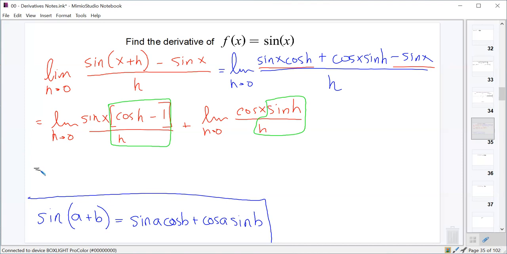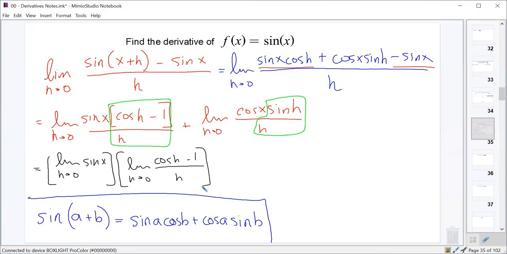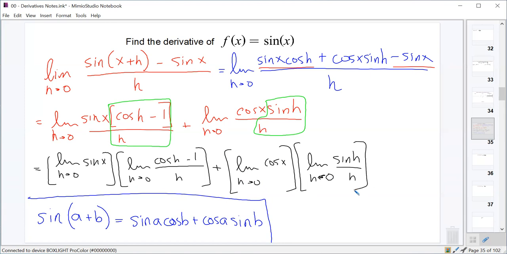So what we end up with here is 4 different limits. A limit as h approaches 0 of sine x times a limit as h approaches 0 of cosine h minus 1 over h, plus a limit as h approaches 0 of cosine x times a limit as h approaches 0 of sine h over h. And from there, as we said a minute ago, we should be able to evaluate 2 of these limits, and the other 2 should be pretty straightforward.